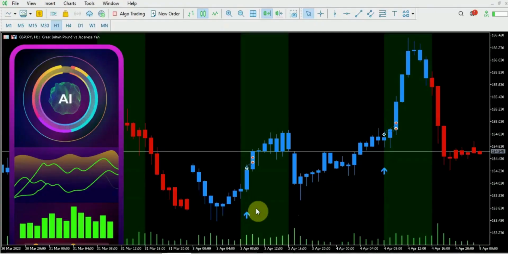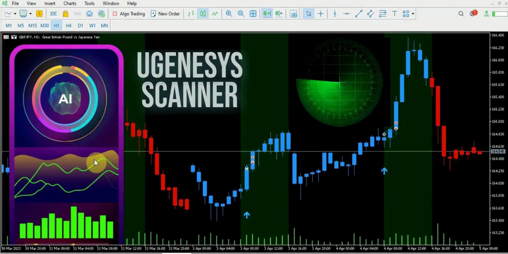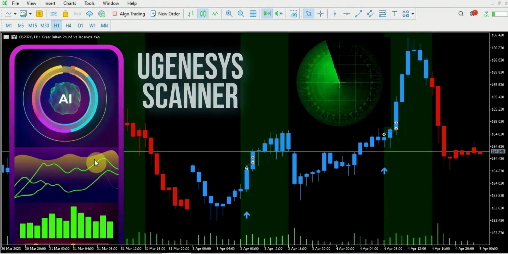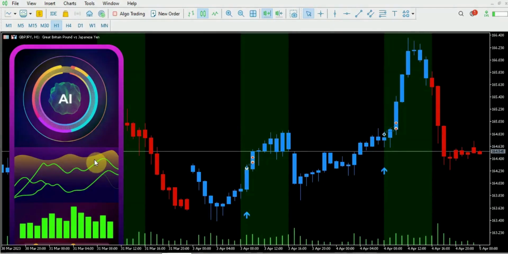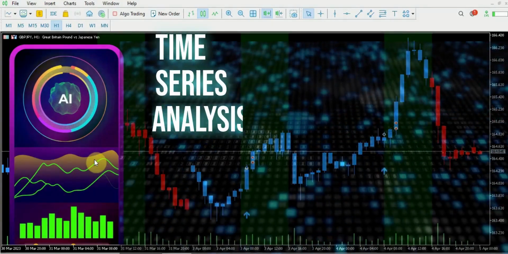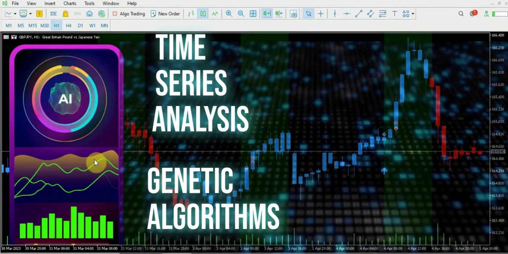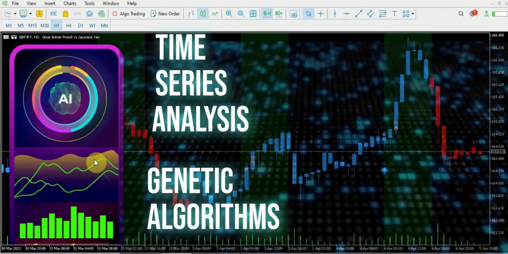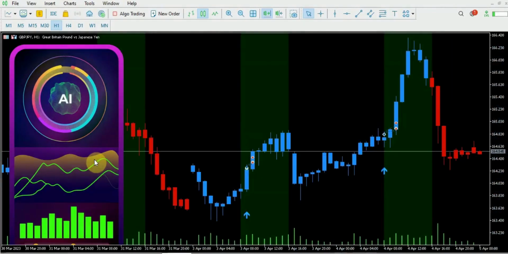So this is what it looks like whenever you add it to the chart, okay? So let's take a look over here at this section. This section here allows us to see the overall trend of the market, based on the colors in here. So this section over here is our uGenesys scanner. And this is what enables us to assess the market and let us know that we are in an uptrend right now, okay? Because this system here is powered by cutting-edge AI technology that uses time series analysis and genetic algorithms to accurately identify market trends and also provides reliable signals for when to buy or sell, okay?